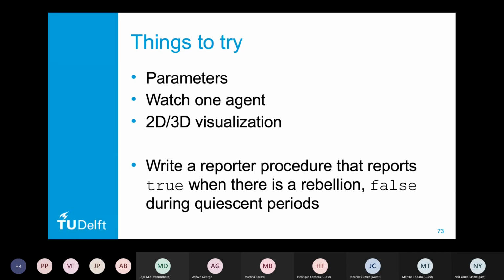Is it going well? Maybe in front of you the screen is full of rebellion, lots of red agents, or maybe not. But the interesting thing is when you get these kinds of waves of revolution and non-revolution happening over time.